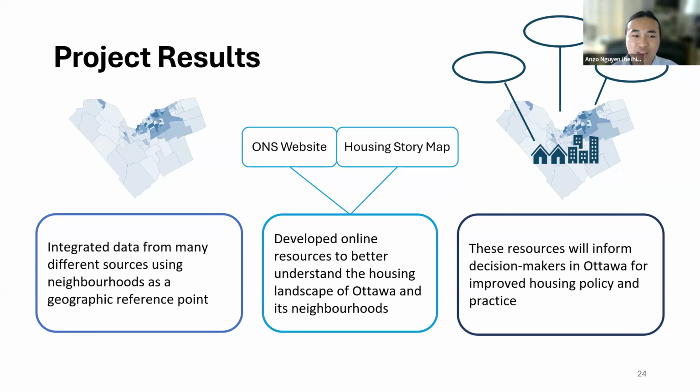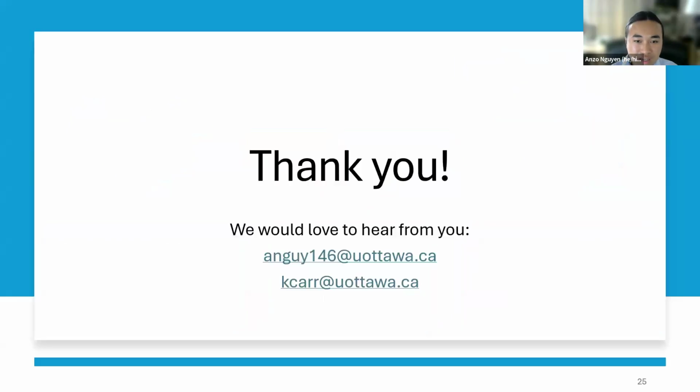As an example, last I checked last week, our story map had around 2,100 views for the English version and 200 views for the French version. We've also had requests to present these findings to the City of Ottawa, the Housing Department, and other related organizations. So we hope that this wealth of data can be leveraged for housing decision making and policymaking, and can be the basis to address the issues that our city faces when it comes to housing. So that's all we had to talk about for today.